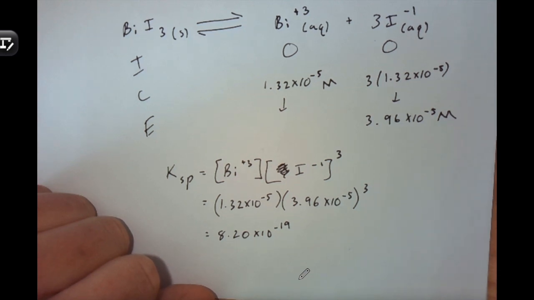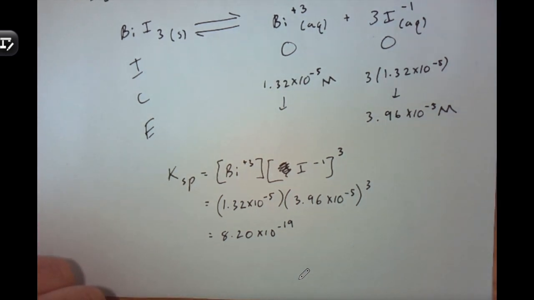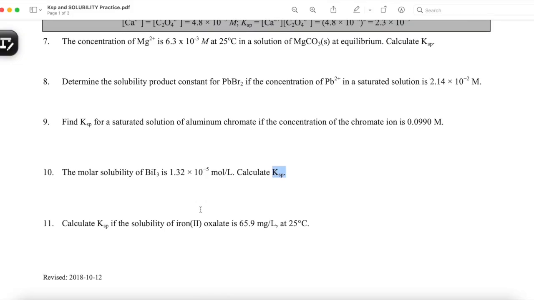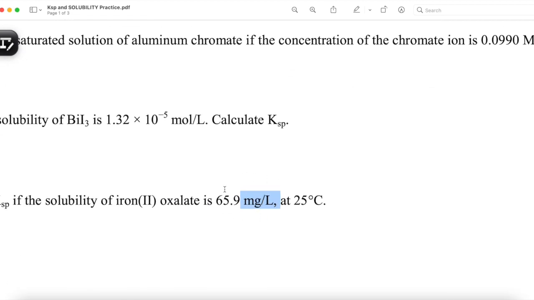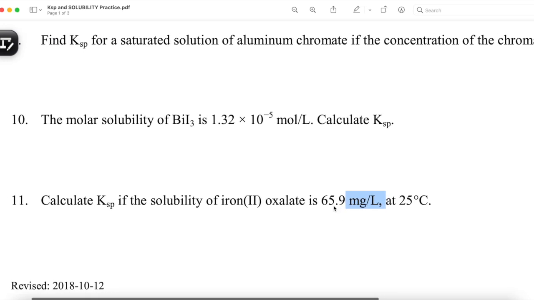We should also be mindful of things like number 11. So if I check out the wording on number 11, it wants us to find Ksp again, but it gives us milligrams per liter. Now, milligrams per liter is not the same thing as moles for every liter. So I know I have 65.9 milligrams for every liter of iron oxalate, which I'm just writing down on a piece of paper.